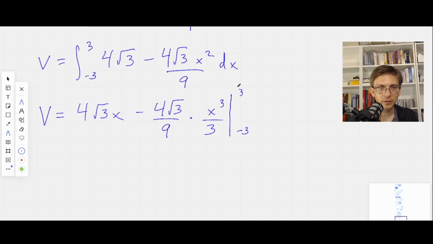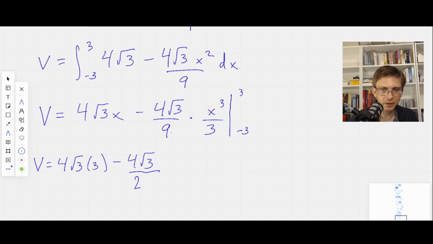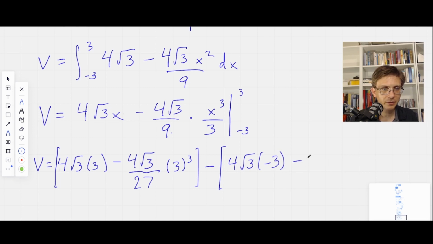So the top number goes in first. We're going to evaluate all of this at 3 first. So 4 rad 3 times 3 minus 4 rad 3. I'm going to go ahead and multiply the 9 and the 3 together to get 27 times 3 cubed. We'll take all of that, and then we'll subtract away, plugging in the bottom number. So we get 4 rad 3 times -3 minus 4 rad 3 over 27 times -3 cubed.